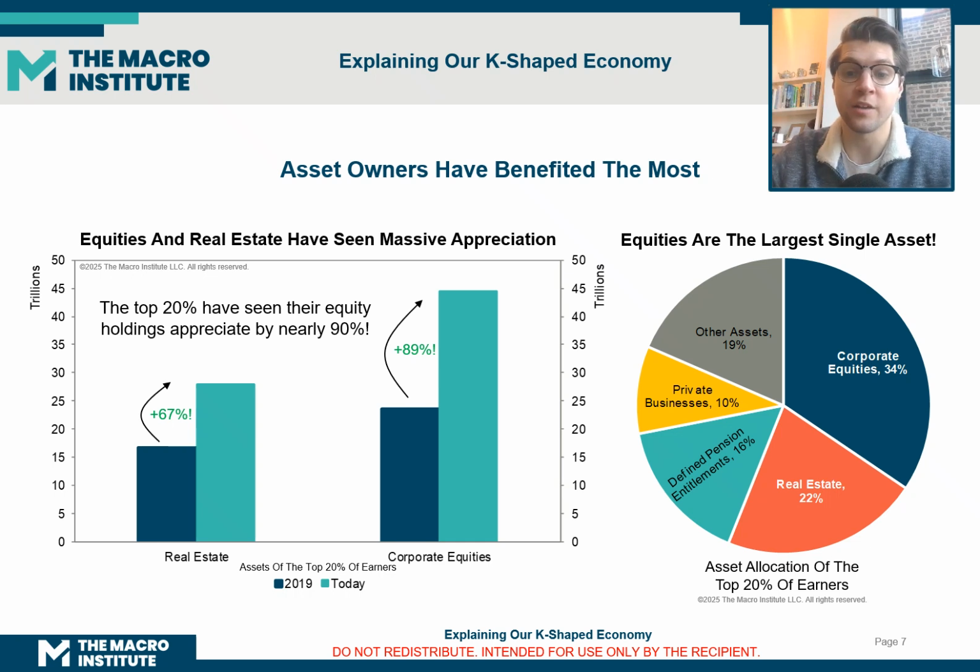Then we look at the pie chart on the right here. You can see the equities are the largest single asset of the top 20% of earners. So while inflation has whittled away at some of the real income for a lot of Americans, the asset owners have actually benefited as corporations have done particularly well and real estate has done particularly well.